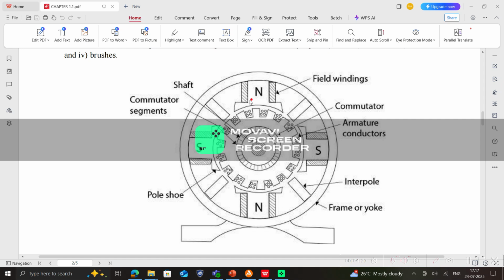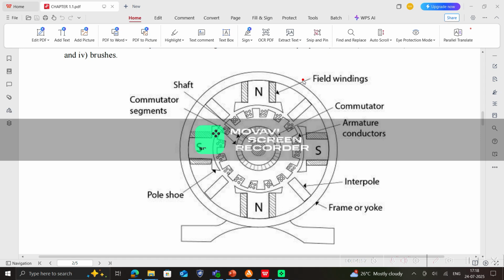Then you can see the pole shoe structure of the field magnet. This is called the pole shoe. The main function of the pole shoe is to hold the field winding in that area, and it will be concentrating the flux to the center, and uniform flux distribution will also be ensured by these pole shoes.